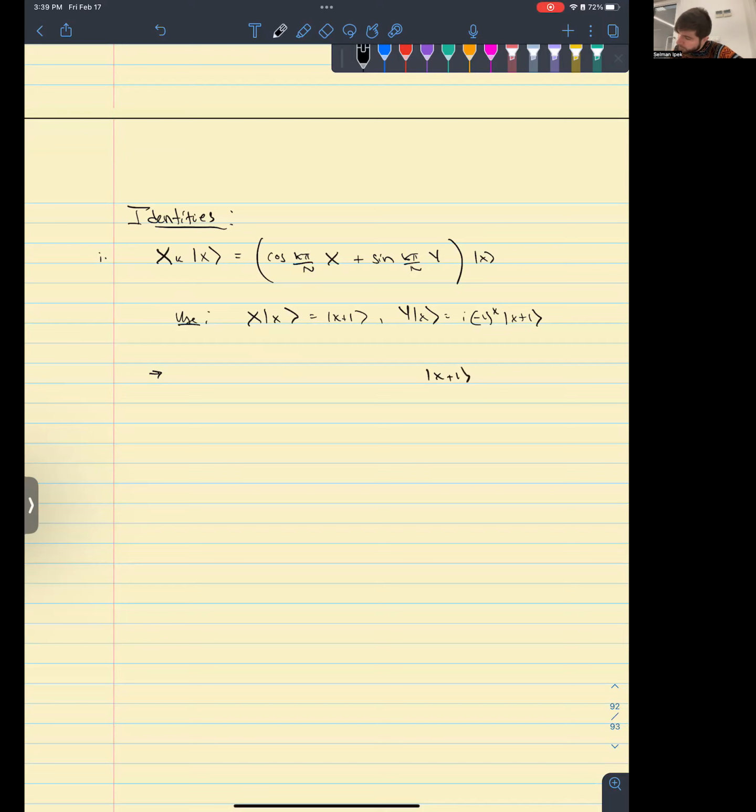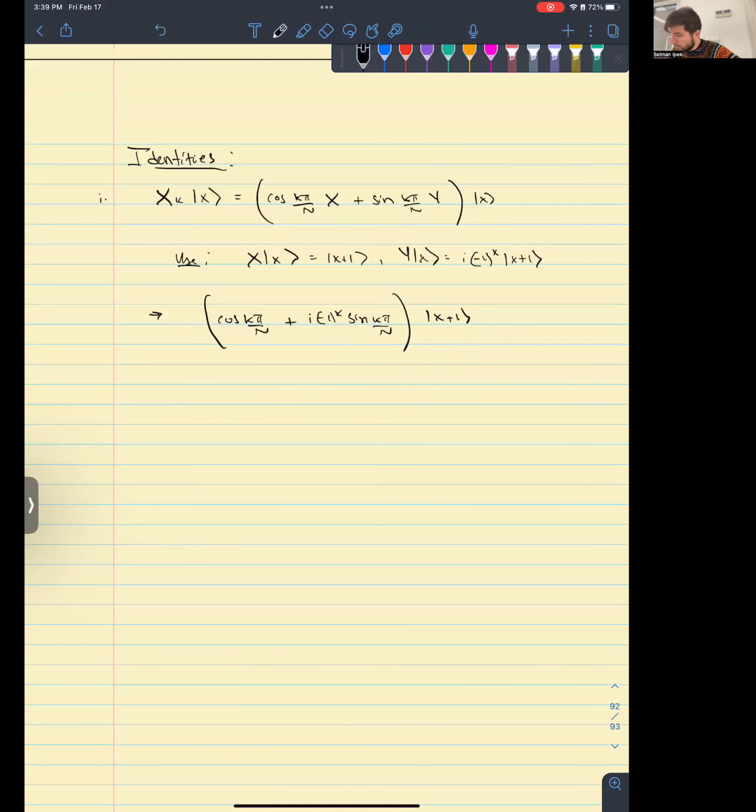But there will be some phase factor in front of it. So how do we get that? For the first one, you'll get cosine k pi over n. For the second one, when you act Y, you get this phase factor right here. So this is going to be plus i (-1)^x times sine k pi over n.